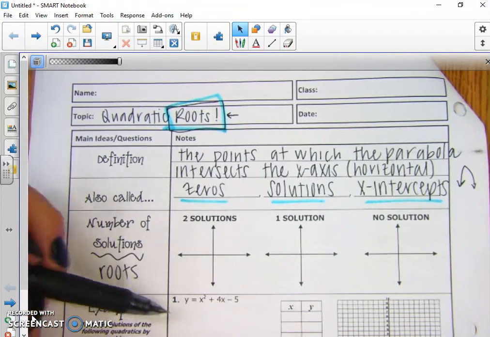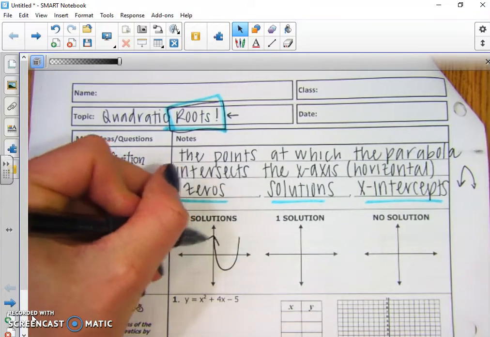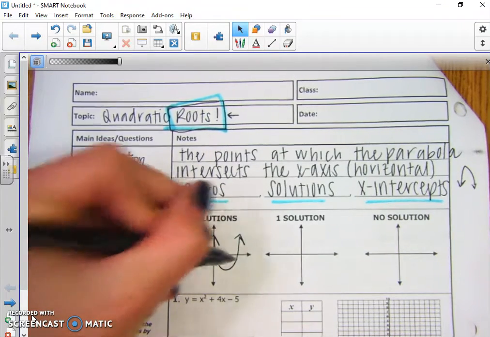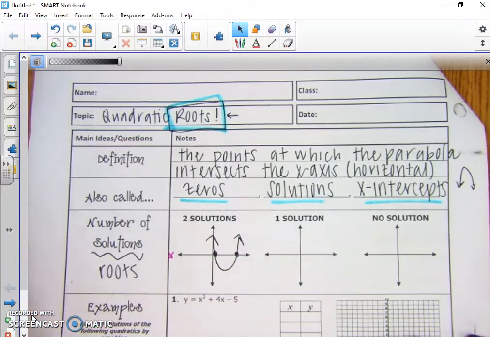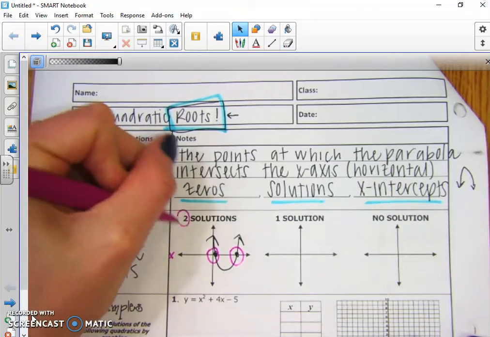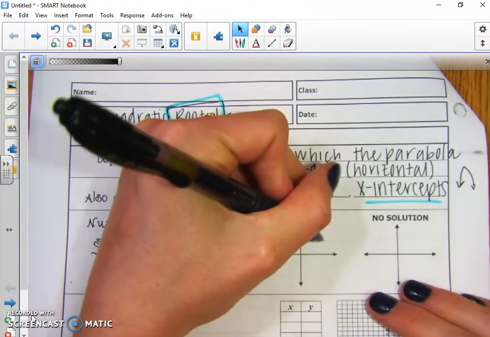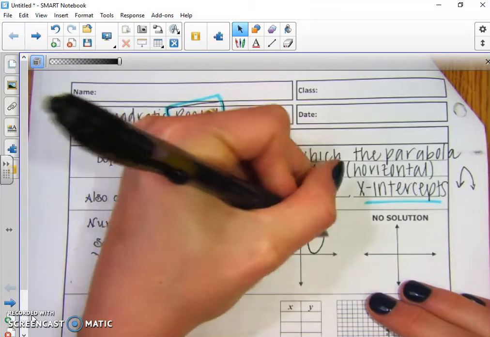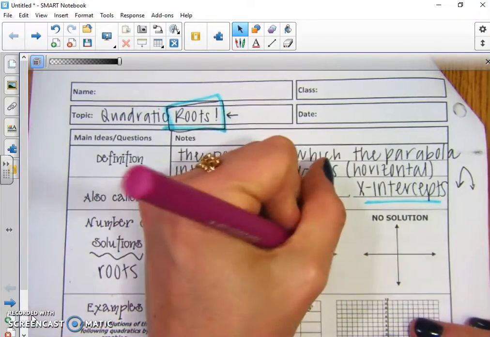So here's a case where a graph might have two solutions. You have a parabola. It's either facing upward or downward, but the important thing is that it's intersecting the x-axis. So here's our x-axis. It intersects the x-axis at 2 points. That means it has two solutions. If it has one solution, it might look like this. It touches the x-axis, but it doesn't actually intersect it more than once. It only intersects it at 1 point.